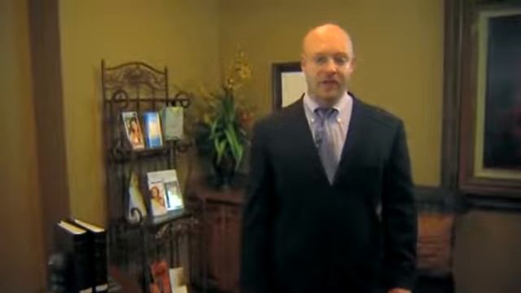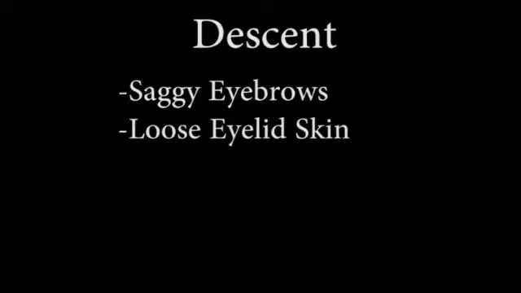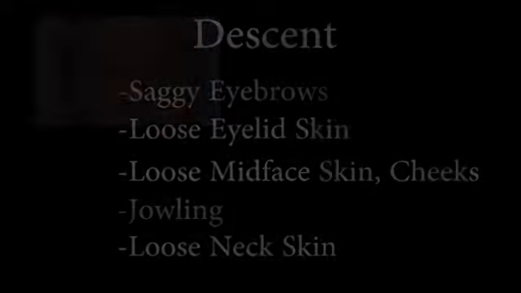Descent of the tissues is often defined as saggy eyebrows, loose eyelid skin, loose mid-face skin or cheeks, jowling, as well as loose neck skin. In this photo we can see what we call hooding of the eyebrow, dermatochalasis or loose skin of the upper eyelid, a fallen cheek or a deep nasolabial fold. You can also see a sagging jowl, as well as loss of definition of the jawline, as well as excess skin and loose muscles in the lower part of the neck.